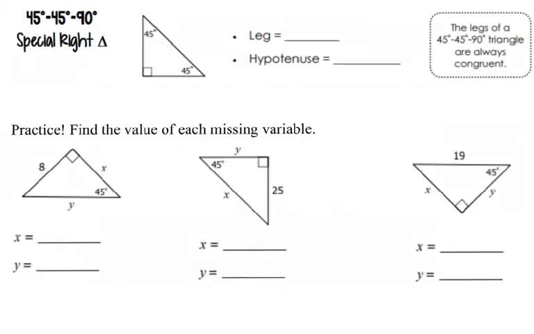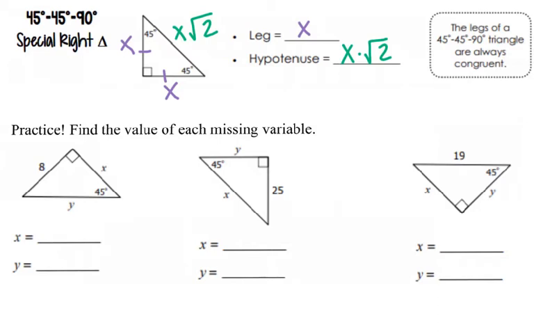Okay, so the first special right triangle that we talk about is called a 45, 45, 90. That's because you have two 45-degree angles. So I'm going to call the legs x and x. So a leg equals x. The hypotenuse is going to be whatever the leg was times the square root of 2. So that seems a little bit weird. The legs are always going to be congruent to each other, and then the hypotenuse is whatever the leg was times the square root of 2.